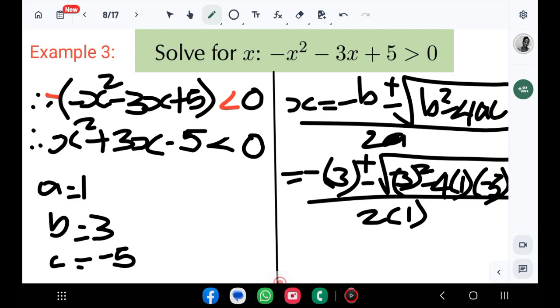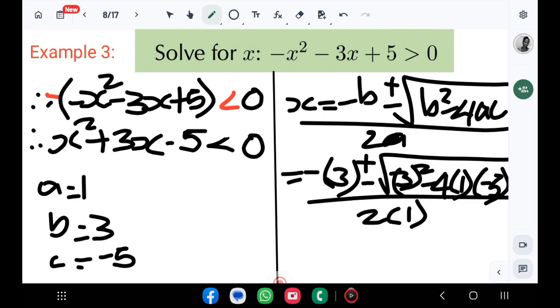Now take out a calculator, the common fraction button, and you go negative, minus 3 plus square root of, in brackets, 3 squared minus 4 times 1 times negative 5. Very important, signs must be kept. Then downward arrow, you put 2 times, in brackets, 1. That should give you minus 3 plus square root of 29 over 2, which when you use the S to D button gives you 1.19.